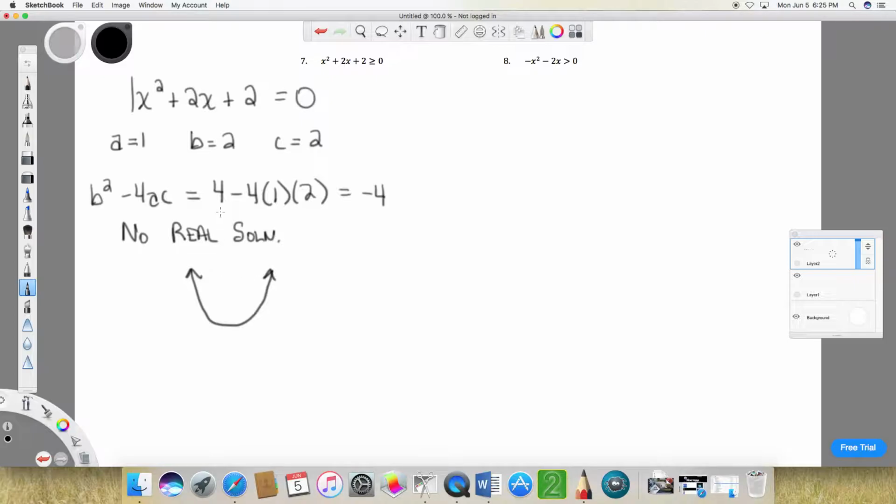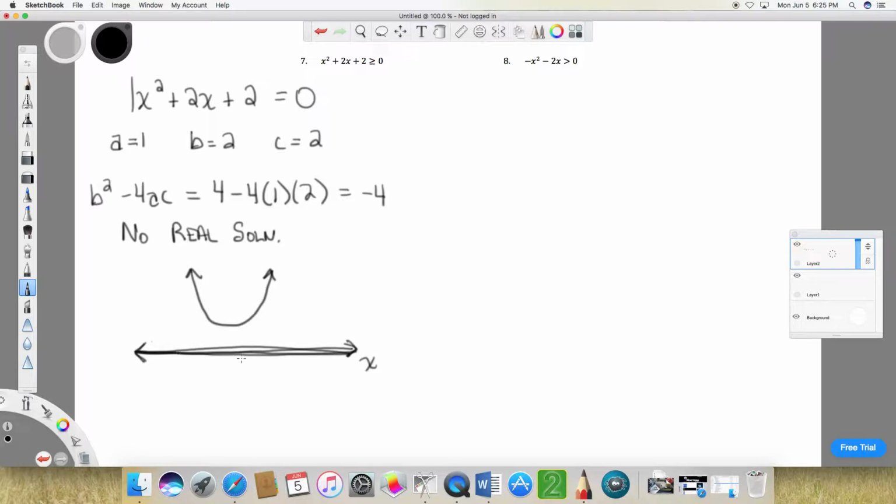And since there was no real solution to this equation, we know that it doesn't cross the x-axis, that there are no x-intercepts. So what values of x will cause this x squared plus 2x plus 2 to be greater than or equal to 0? Well, the whole parabola has y-coordinates that are positive. So the solution set for this is the entire real number line.